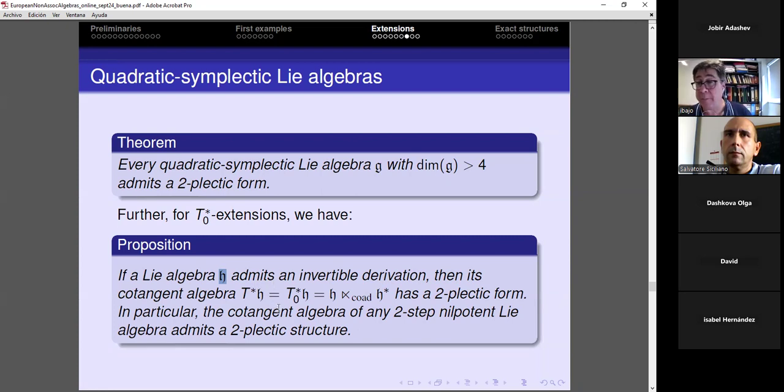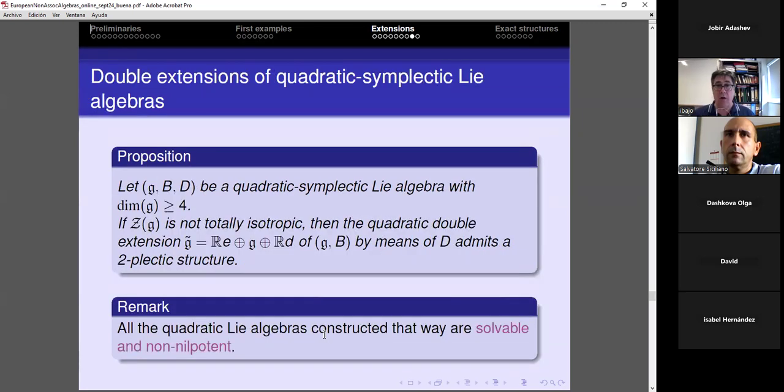All right. Well, and remember that at least in the complex case, one has, according to Bodemann, that every nilpotent complex Lie algebra is a T-star extension of a nilpotent Lie algebra, or an ideal of codimension 1. So if the two-step nilpotent Lie algebra we take admits an invertible derivation, then we can have a 2-plectic structure. All right.